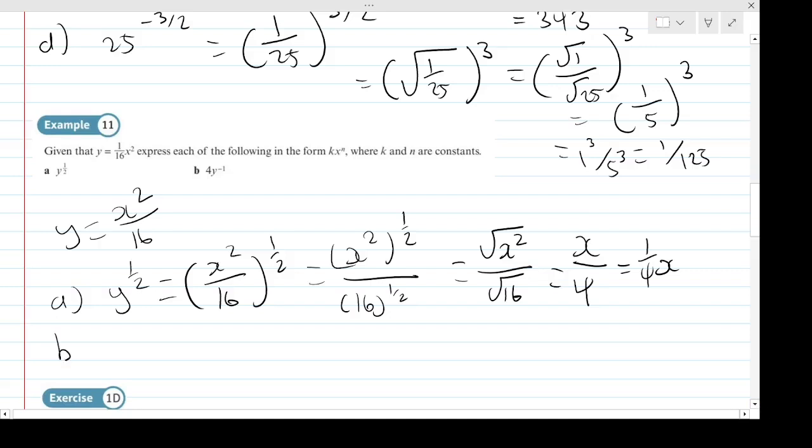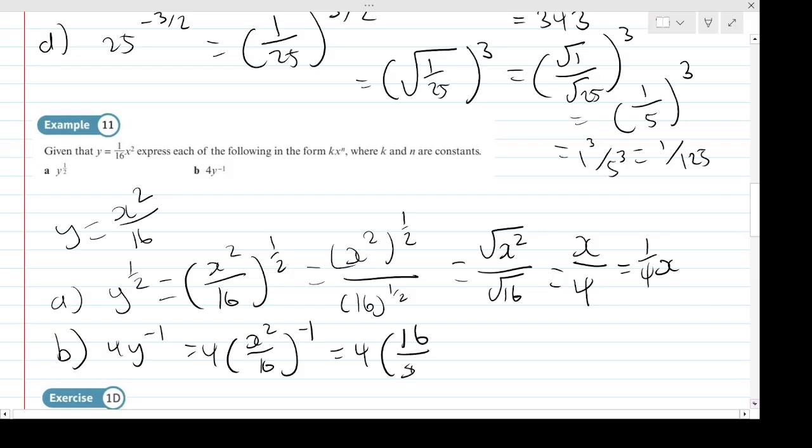Okay, let's have a look at part B. We have 4y to the minus 1. So again, I'm literally going to plug y in exactly where it is. So 4 and then a bracket for y, x squared over 16, and then to the minus 1. Well, before I multiply anything by 4, I'm going to do the actual index part in the bracket first. So the x squared over 16 raised to the minus 1. So remember with minus 1, negative, we literally just flip it, we do the reciprocal. So flipping x squared over 16 will be simply 16 over x squared.